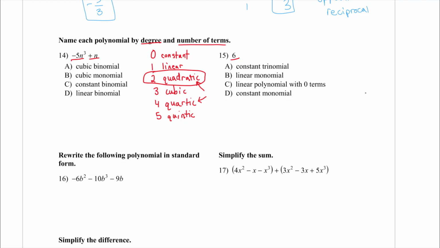So as we're looking at 14, we've got n cubed, and so this is a cubic, and then there are 2 terms, 1, 2, so it's a cubic binomial. 15, there is 1 term, so it's a monomial, and there are no x's, so it'd be like there's an x to the 0, so 0 degree, which is constant. And the other thing is the word constant in math usually means something without a variable, like just a regular number is what we mean by constant.